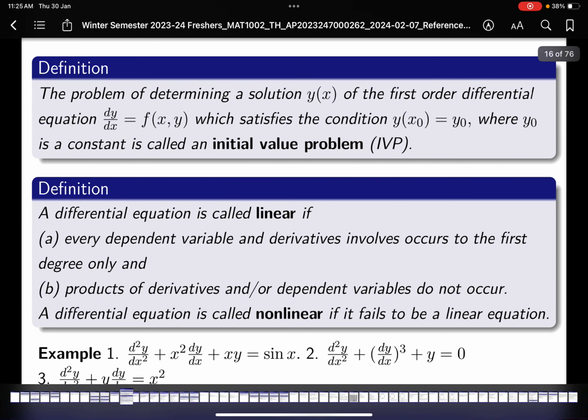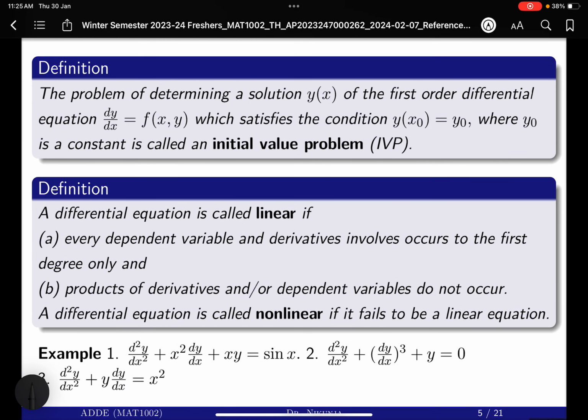Here is one term you will get, a definition: a differential equation is said to be linear if every dependent variable and its derivatives occur to the first degree only. That means y, dy/dx, d²y/dx², all these terms should occur with degree 1, that is, the power should be 1. If squares or cubes are present, it immediately becomes a non-linear equation.